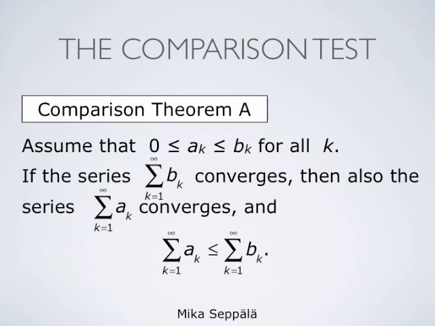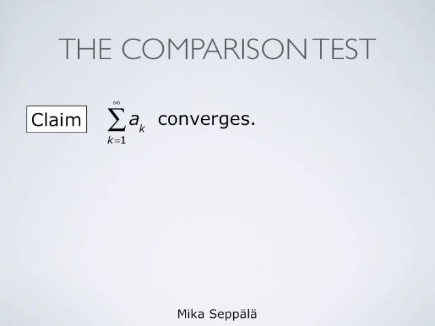This last statement is completely obvious because if each b_k is greater than or equal to a_k, then also the sum of these terms b_k is greater than or equal to the sum of the terms a_k. So the real problem here is to show that the series, summation k from 1 to infinity a_k, converges.